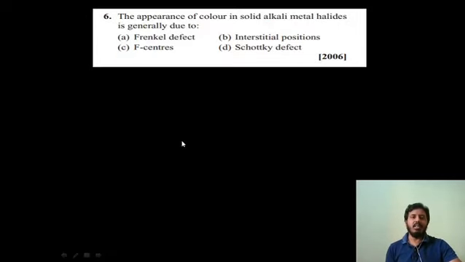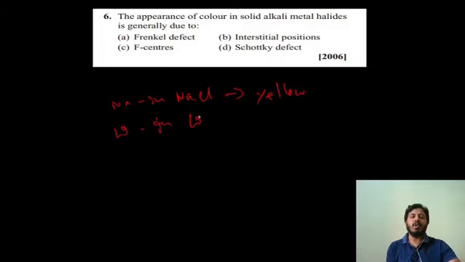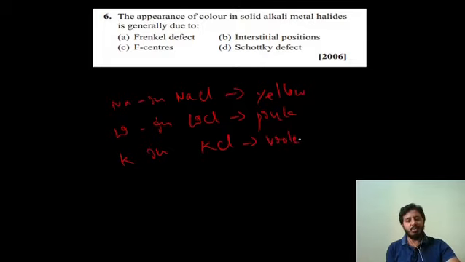Question number 6. The appearance of color in solid alkali metal halides is generally due to, what is meant by this color in solid alkali metal halides? Students, I know that you are familiar with this concept, because if you consider the excess of sodium in sodium chloride crystal, it gives yellow color to the crystal. Similarly, excess of lithium in lithium chloride gives a pink color to the ionic crystal. Similarly, excess of potassium in potassium chloride gives a violet color to the crystal.